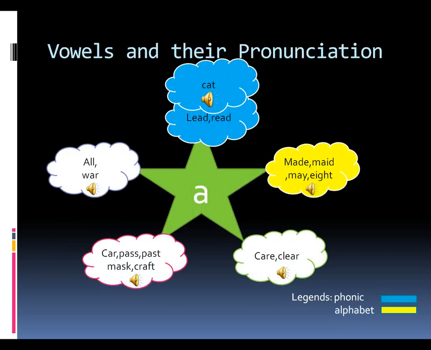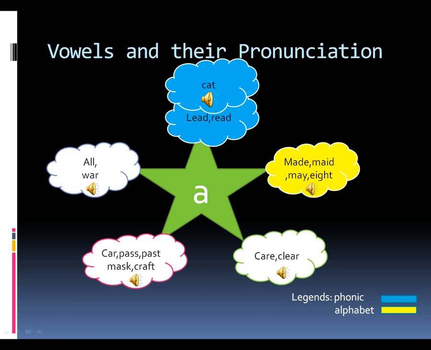First of all, let me tell you about these legends. Blue means the phonic sounds. Phonic sounds means a, b, k, d, a, f, g, h, i, j, like this. And alphabet means A, B, C, D, E, F, G, H, I, like this. So these are the sounds which are pronounced in phonic manner.